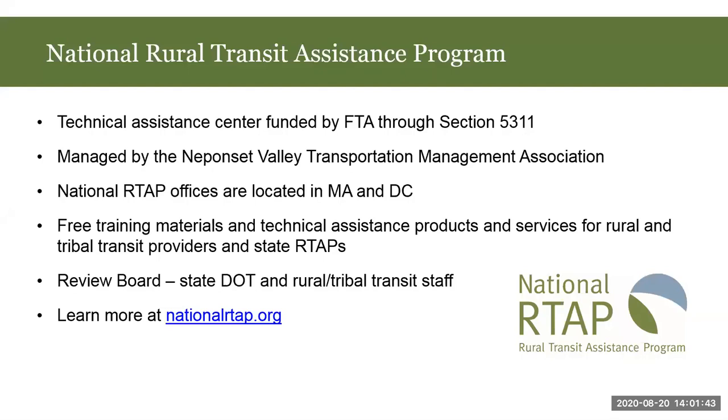Again, for those who are not familiar with National RTAP, we are a technical assistance center funded by FTA through the Section 5311 program for rural areas. The program is managed by the Neponset Valley Transportation Management Association. We are located outside of Boston, Massachusetts, and we also have an office in Washington, D.C. We provide free training materials and technical assistance products and services to rural and tribal transit providers and state RTAPs. That includes some web-based applications, as well as technical briefs, toolkits, and webinars on other subjects, not just on our trainings. And when we're not in a pandemic, we travel around to different conferences throughout the country. You can learn more at nationalrtap.org to see our full suite of resources.